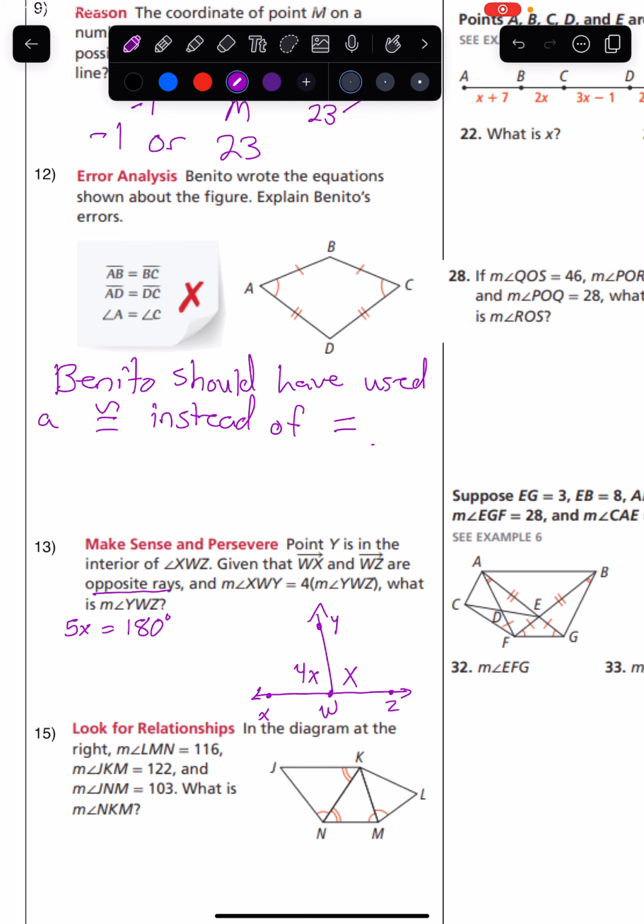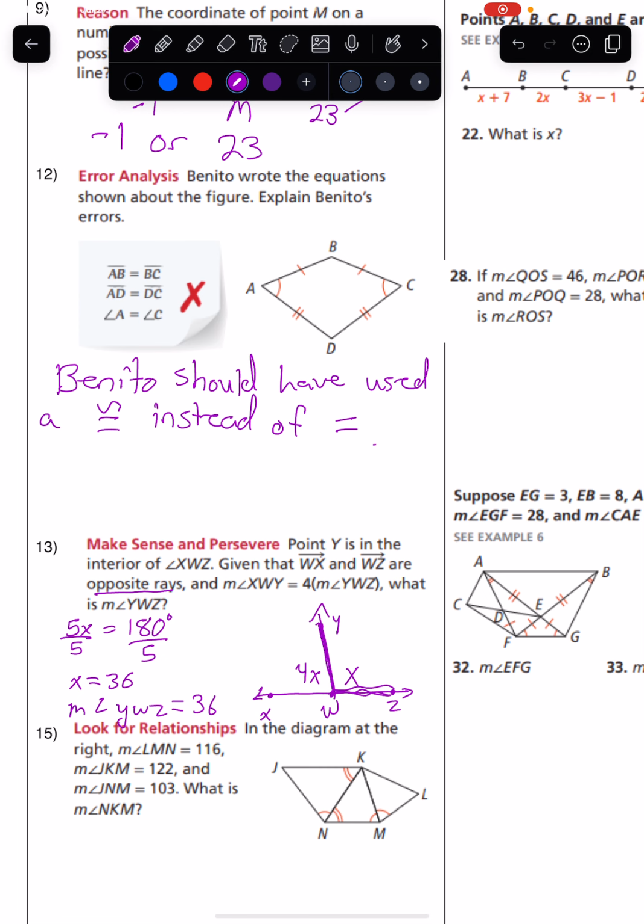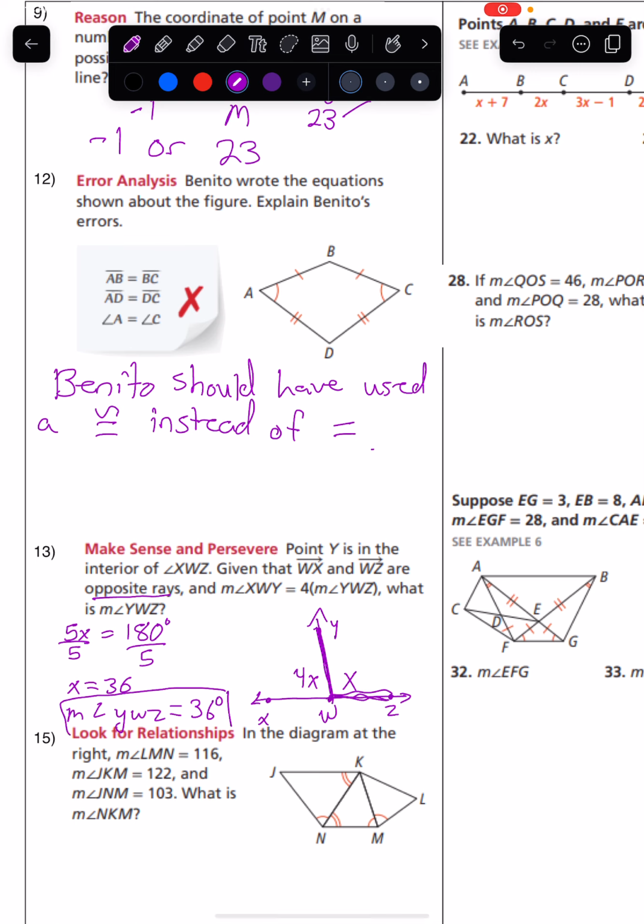And then I can just go ahead and do my division. So x equals 36. But we also have to make sure that's what the question is asking. It says, what is the measure of angle YWZ? And if we look at YWZ, right there, that shows us that that is x. So the measure of angle YWZ is equal to 36 degrees. Let's see if I can start putting boxes around these.